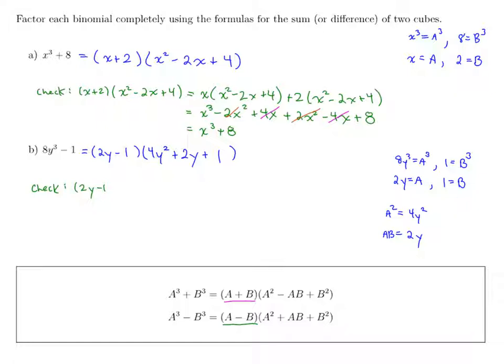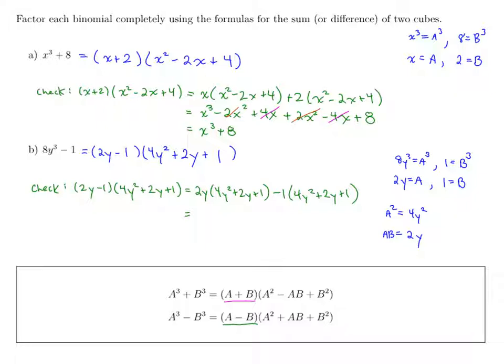So we'll multiply it out in order to check. We'll take 2y minus 1 times the expression 4y squared plus 2y plus 1. And again, this is a binomial times a trinomial, so we're going to get 6 terms when it's expanded. And one way we could do this is to take 2y times the expression 4y squared plus 2y plus 1, and then subtract 1 times that expression 4y squared plus 2y plus 1. Now, I'll distribute the 2y across that trinomial, and then I'll subtract 1 times that trinomial.